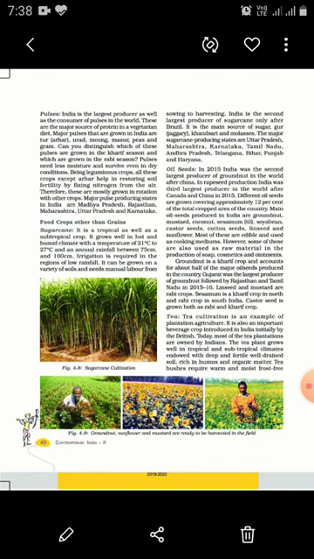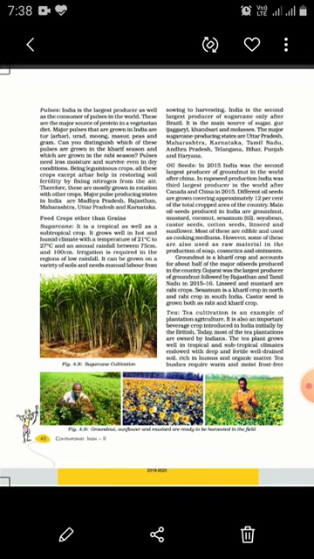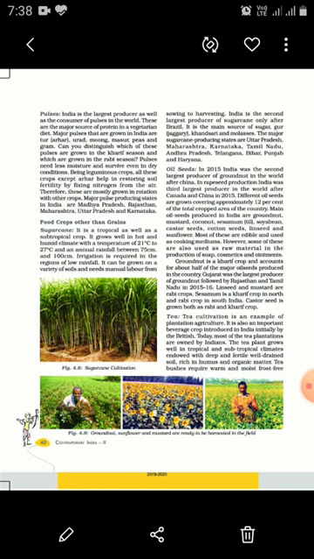Now in India, Uttar Pradesh, Maharashtra, Karnataka, Tamil Nadu, Andhra Pradesh, Bihar, Punjab, Haryana, and some parts of Rajasthan are the states where we can find the cultivation of sugarcane. Among all these, Uttar Pradesh is the largest producer of sugarcane, whereas Maharashtra is the largest producer of sugar.